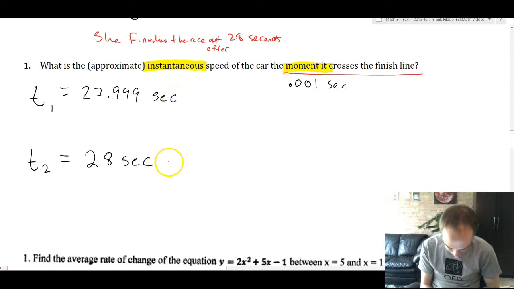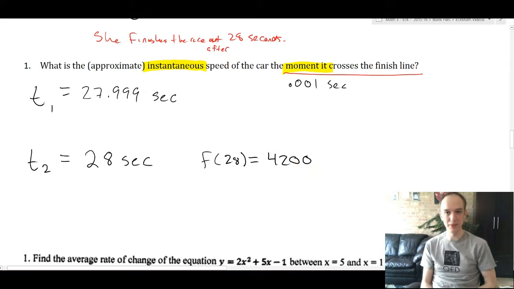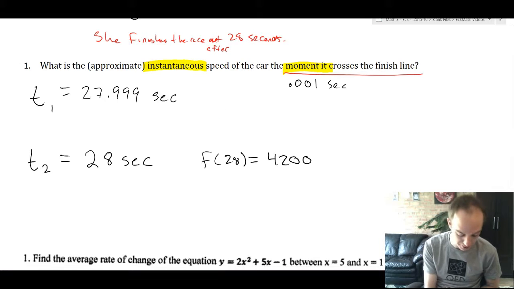So we're going to plug everything in. I know that f of t2, or sorry, we'll just write f of 28. F of 28 is 4,200 because that's a complete race. We don't need to plug that back in. We did it in the previous problem. And I need to plug in 27.999 into the function. We're going to pause while I do that.